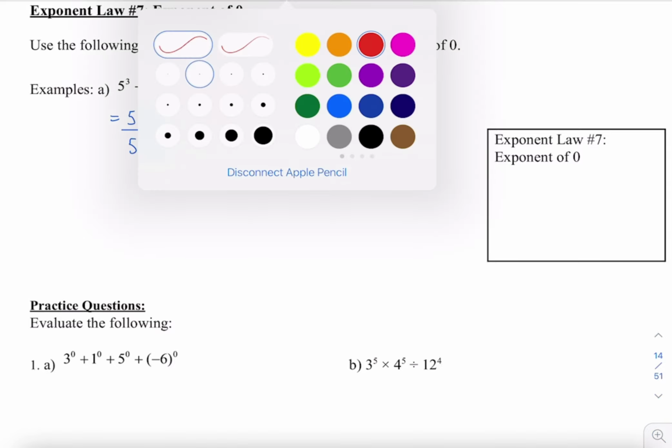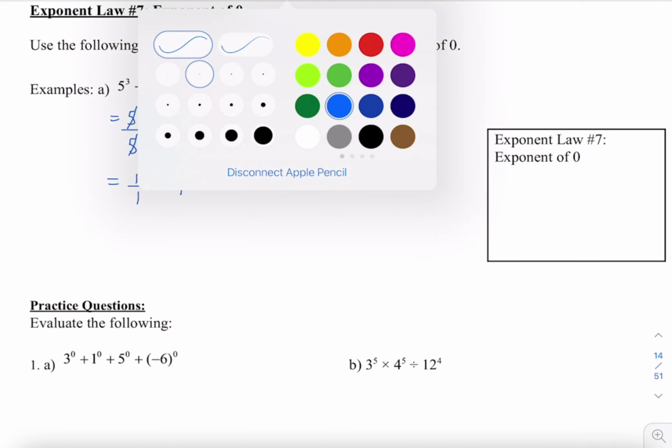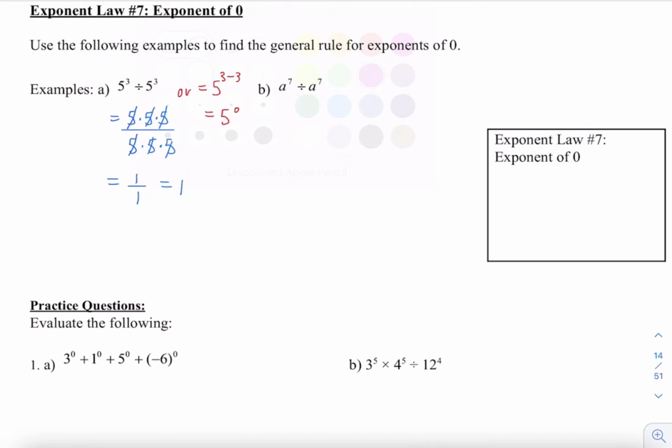But if I were to simplify my blue writing, I would cross out the numerators with the denominators, and I would get 1 over 1, which equals 1. So I've done this question two different ways, but I know my final answers, since these should be equal to each other, are the same. What I conclude here is that 1 equals 5 to the 0.